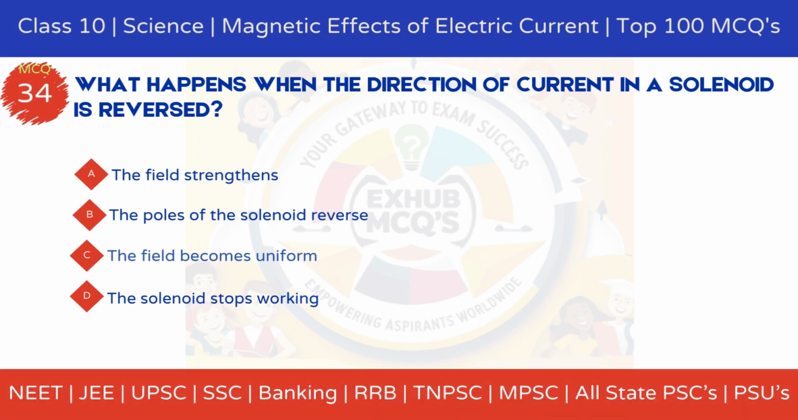MCQ 34. What happens when the direction of current in a solenoid is reversed? Option A, the field strengthens. Option B, the poles of the solenoid reverse. Option C, the field becomes uniform. Option D, the solenoid stops working.